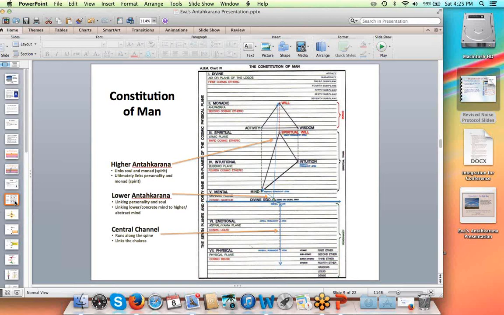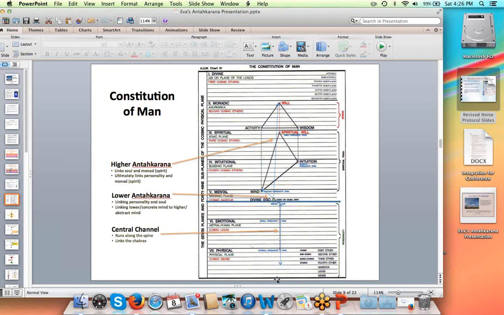See, if you look on the side here, it reads the 7 planes and 49 subplanes of the cosmic physical plane of our planetary Lord, our planetary logos, our planetary life, whatever words you're comfortable with. So that is this physical, etheric. Etheric basically means vitality, life, right?